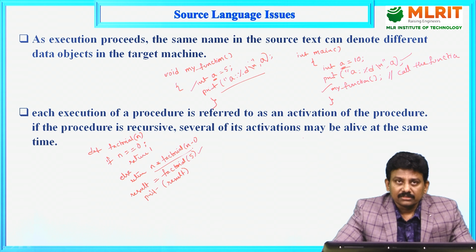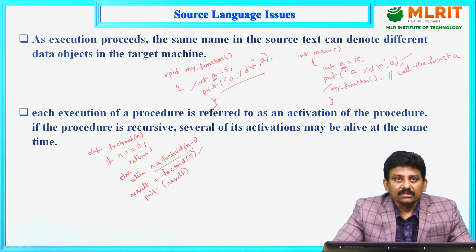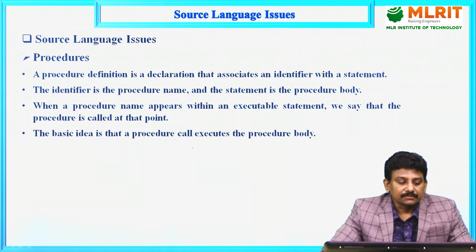Now, factorial 3 is active inside the factorial 4. This will continue until we reach factorial 0. Factorial 0 returns 1. So, for the same recursive procedure, several of its activations may be alive at the same time.